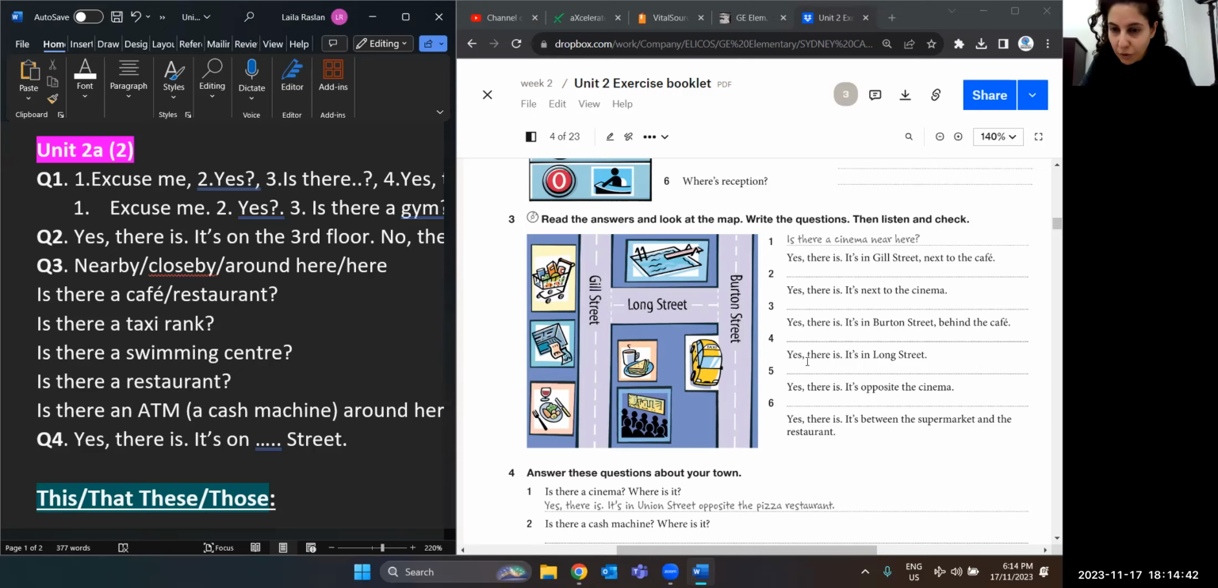So number 4, if the answer is yes, there is, it's on Long Street. What am I asking? Is there a swimming center? A swimming pool? You could even ask for a swimming pool. Swimming center, swimming pool. Number 5, yes, there is. It's opposite the cinema. So what am I asking? Yeah, is there a restaurant? I might say that's a cafe, and number 2 is a restaurant. The only reason is because I could see the knife and fork and a bit more of a meal. So I'm actually going to change that and say that number 2 is, is there a restaurant?